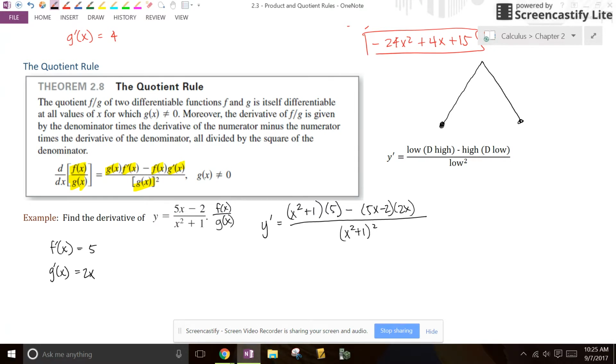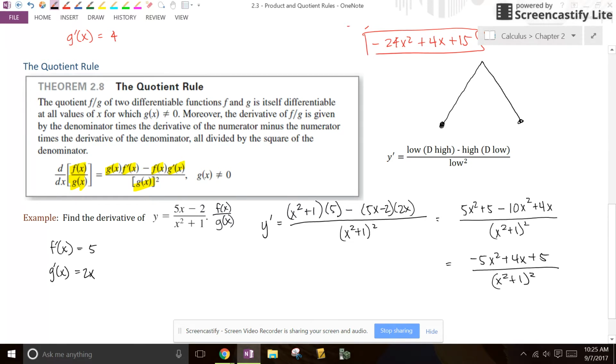Now, of course, I can clean that up a little bit. So I would call this 5x squared plus 5 minus 10x squared, and then minus 4x, so plus 4x, all over x squared plus 1 squared. And I see some like terms up there in the top, so we'll call this negative 5x squared plus 4x plus 5, all over x squared plus 1 squared. And there she is. You can try to factor the top if you want. I don't know if it does. But there you would have it complete. You would have your derivative using the quotient rule.